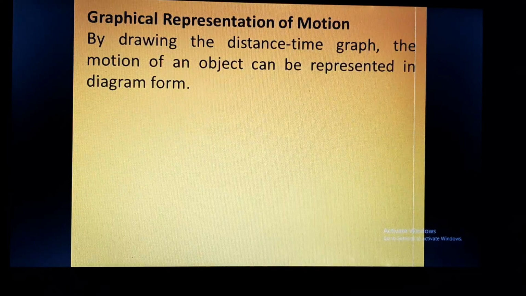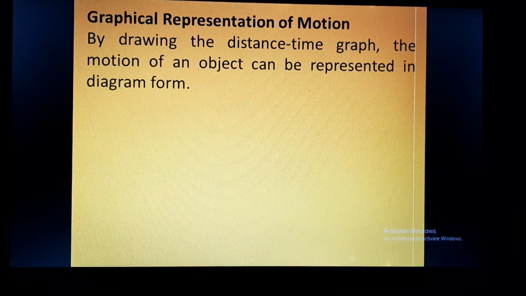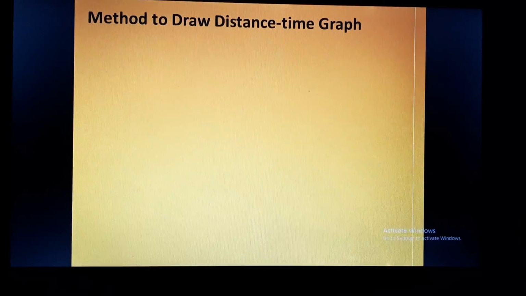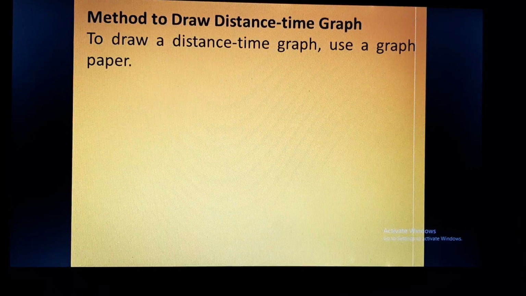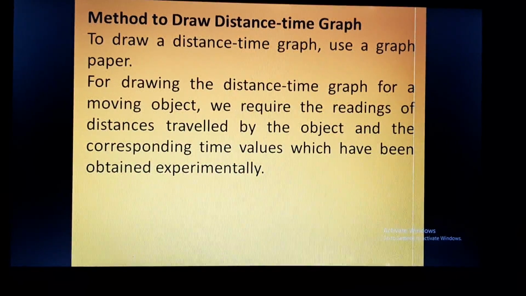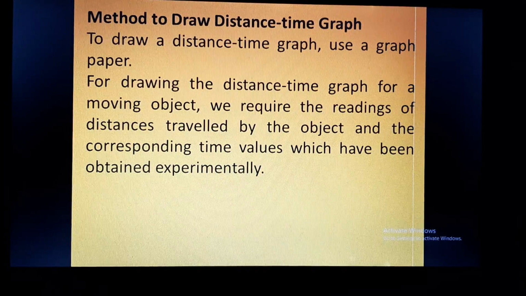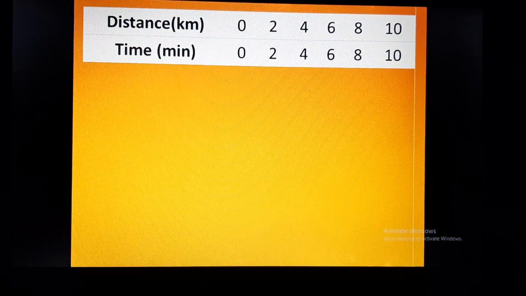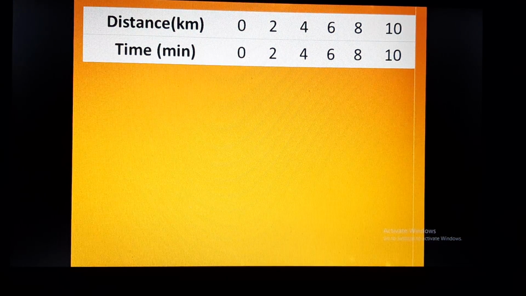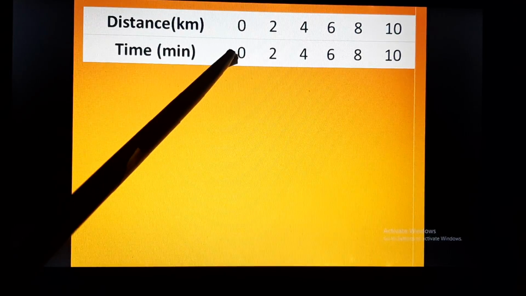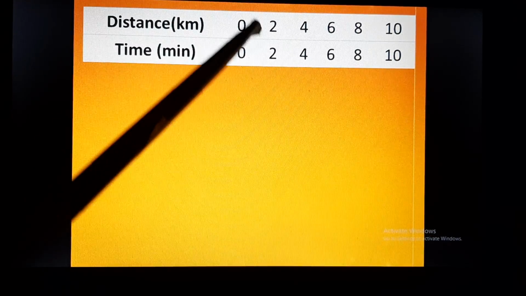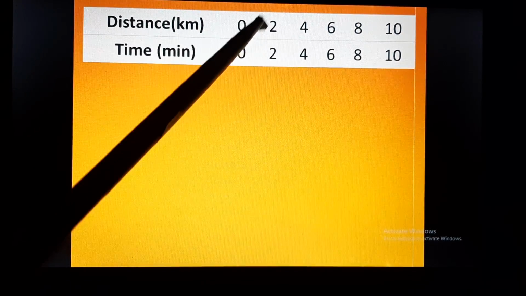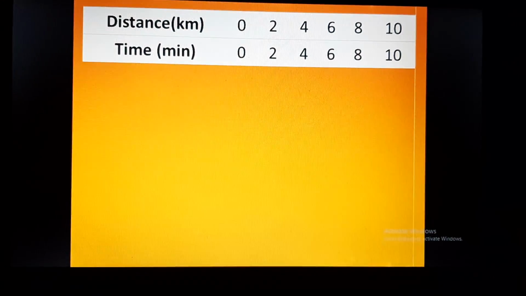Graphical representation of motion. By drawing the distance time graph, the motion of an object can be represented in diagram form as we have seen. So how do we draw the distance time graph? To draw a distance time graph, we'll use graph paper, and we will need the readings of distance and time. Here, you can see in 0 minutes, it is traveling 0 kilometers. In 2 minutes, it is traveling 2 kilometers. In 4 minutes, it is traveling 4 kilometers.